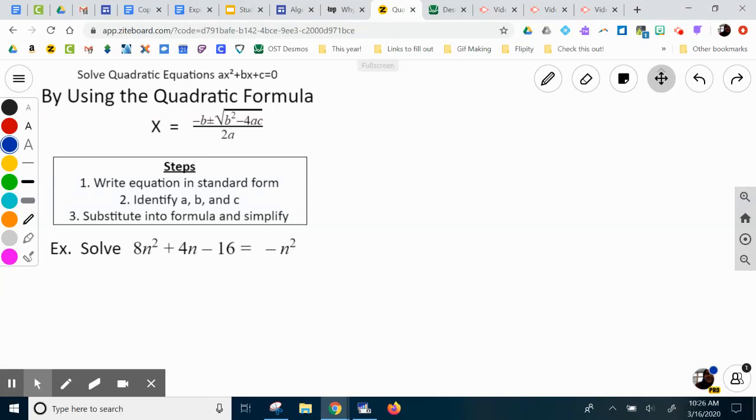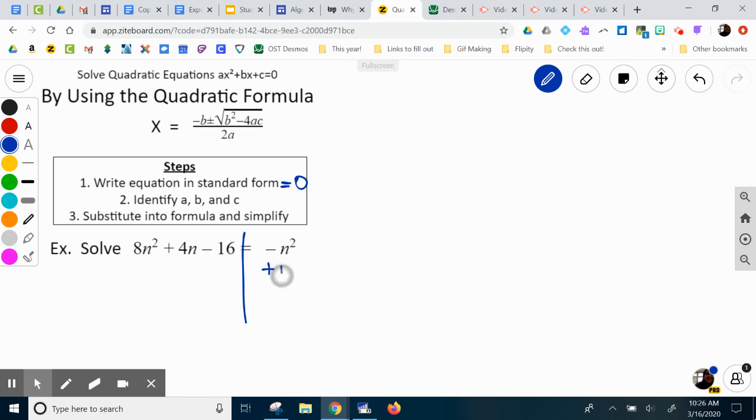This is the second quadratic formula example. So if you need to watch quadratic formula example number 1, go back to that video. So first step, get it in standard form. Standard form means equals 0. Right now we're equal to negative n squared.